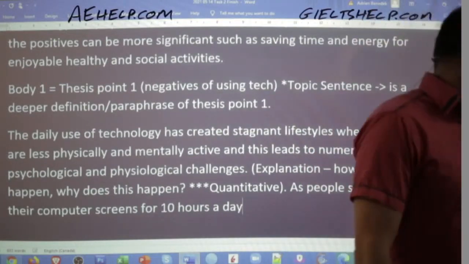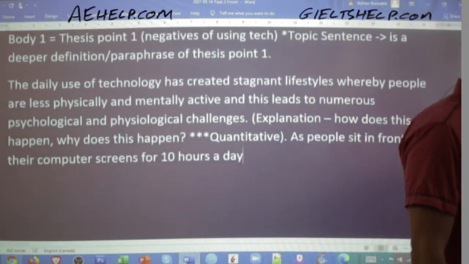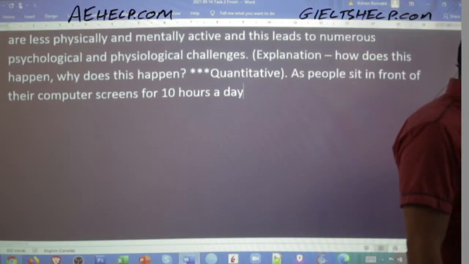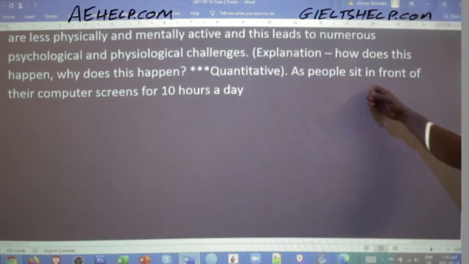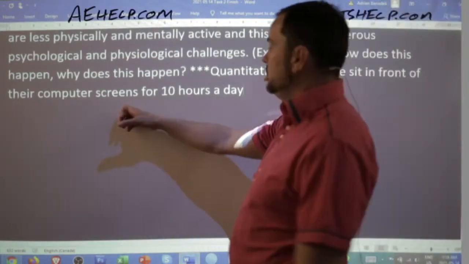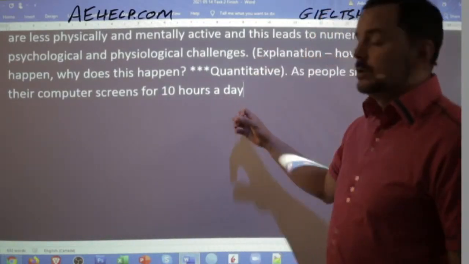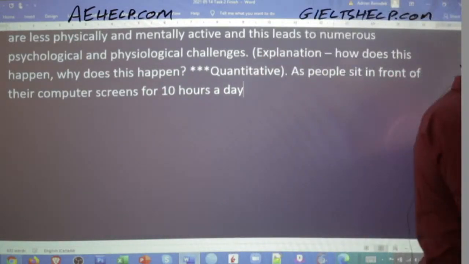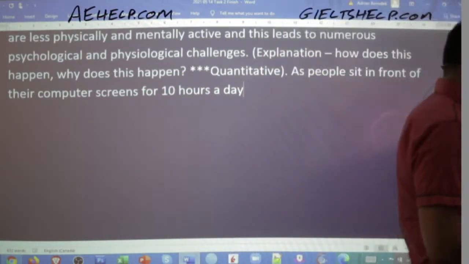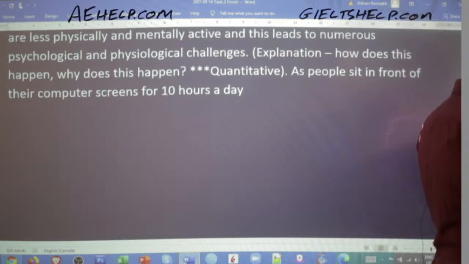When I mean quantitative, I mean numbers. Okay. So I'm starting my explanation like this. As people sit in front of their computer screen for 10 hours a day, of course, we want to emphasize the use of technology to make lives easier.